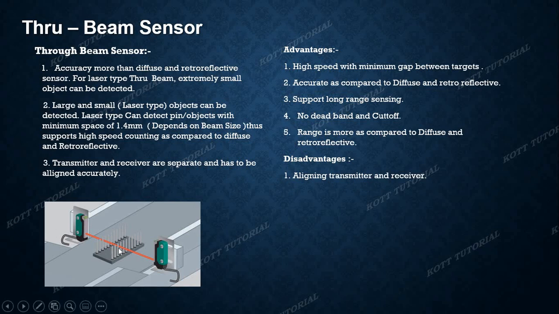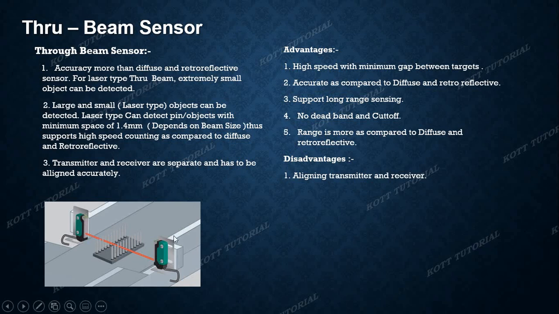This is the most important point over here. If my pin is 10 mm, the laser rays coming from the sensor must be less than 10 mm. If it is greater than 10 mm, it will not work. Transmitter and receiver are separate and have to be aligned accurately. See, this is the major drawback of the through beam sensor. On site, when we are installing this sensor, we have to install and align the sensor exactly at 90 degrees. There should be no deflection.